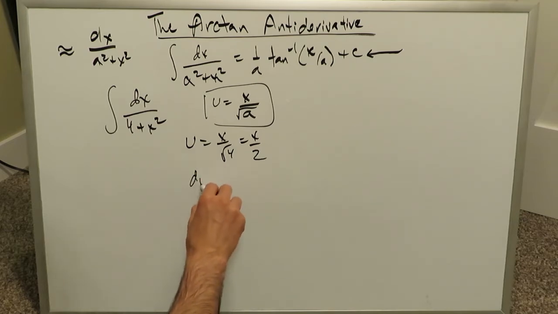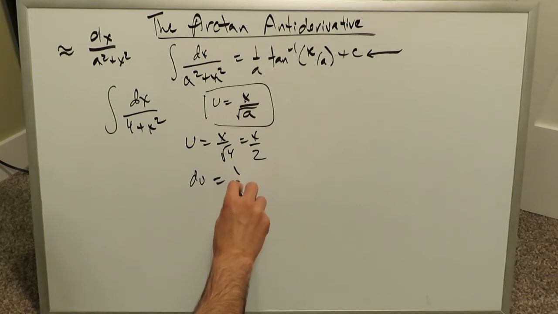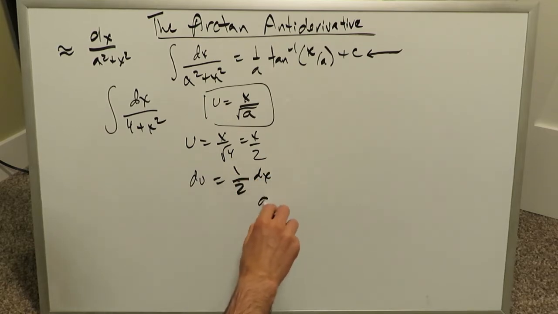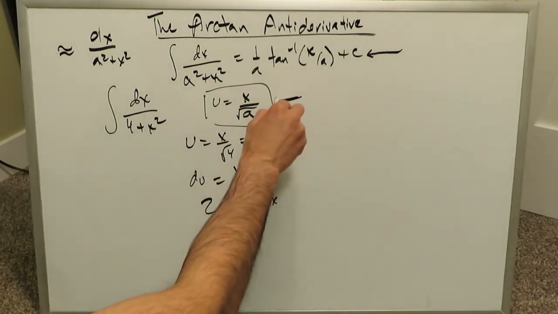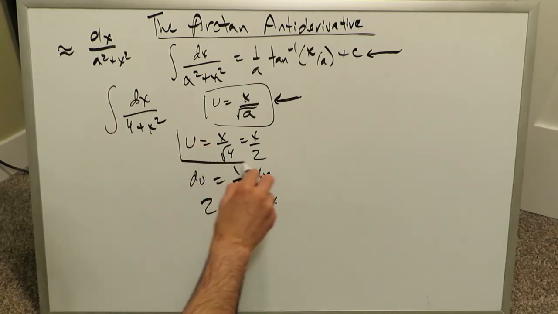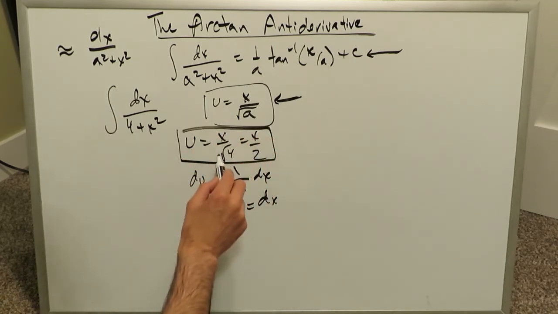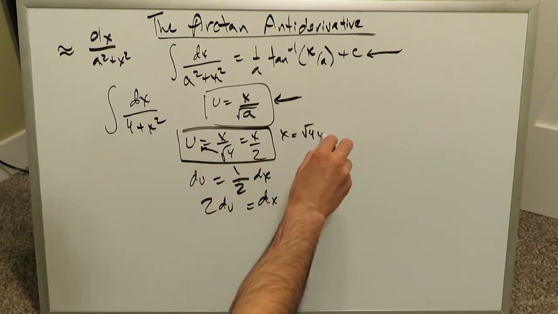And now you'll do the derivative of u with respect to x over 2, which will be 1 over 2 dx, and then dx is equal to 2 du. You know you have to multiply it across. And you'll see why this right here works out for these types of questions. And another thing you want to do is look back over here. If u is equal to x over root 4, x is also the same thing as root 4 u.